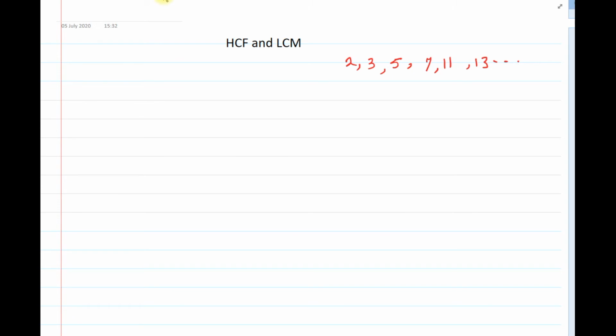Now we look at another example. Let's look at 36 and 22. So we have the number 36 and the number 22, and we want to find the HCF and the LCM of these two. Again, I'm going to draw my vertical line next to these.